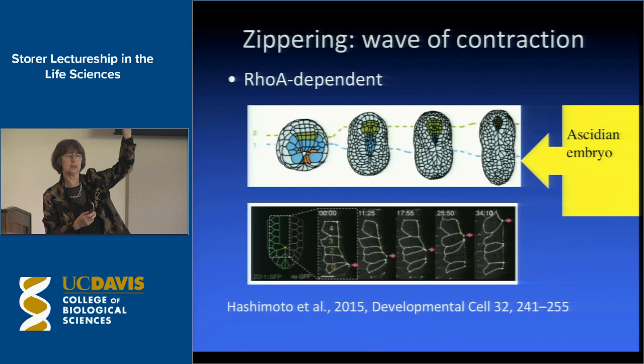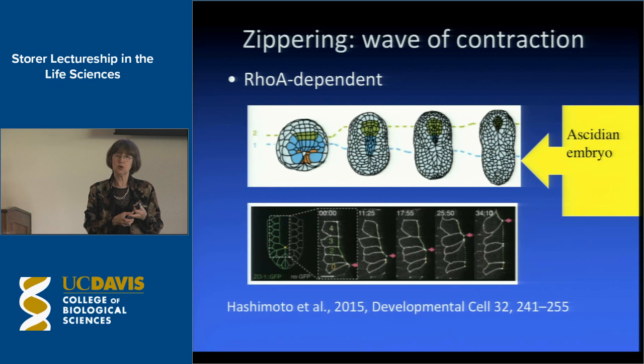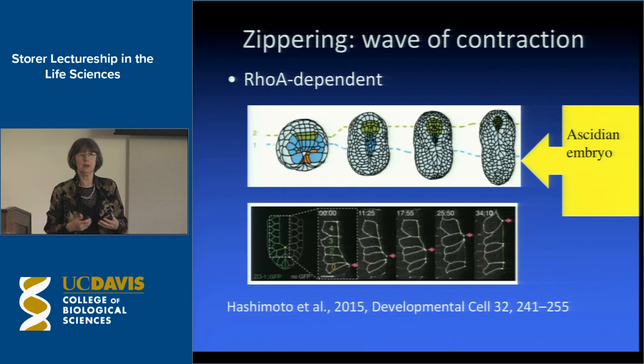the organism. It's also known that Rho is essential. Myosin contraction is essential. And so a lot of the components of the system are known, and we can begin to now take our intuition and build a more careful model of this type of behavior.